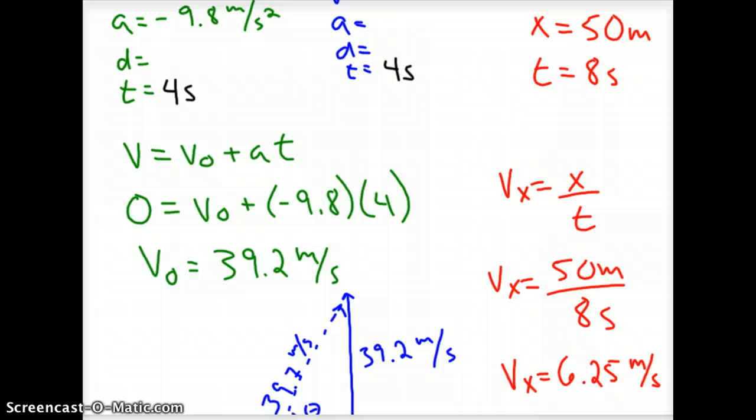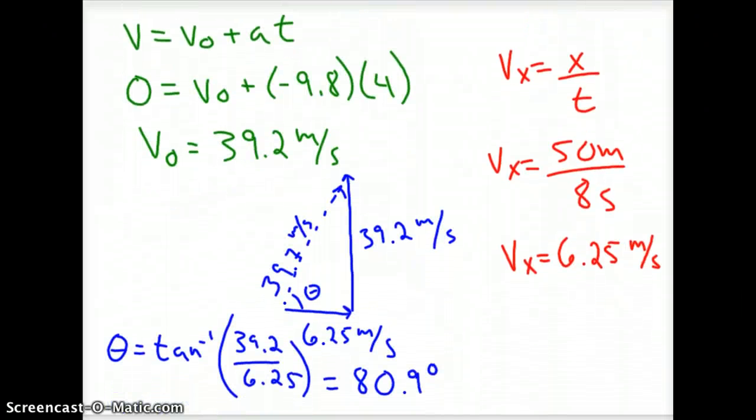Sorry for my smartboard notes kind of being on top of each other. I'll ruin the surprise. First I did Vx equals x over t. I know the ball travels 50 meters in 8 seconds. I simply divide and I get 6.25 meters per second, which is the x component of the initial velocity.